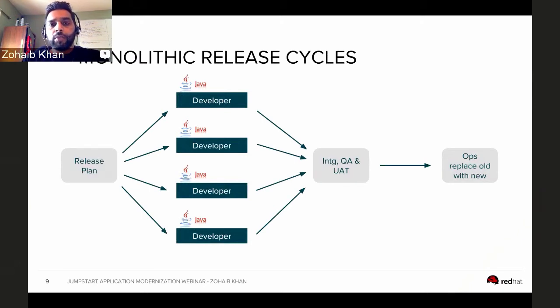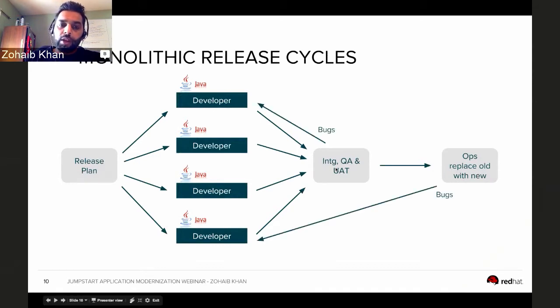But then something weird happens, which is everything has to be synchronized for integration testing, QA testing, and UAT testing, which means that there are environments that are locked down. Nobody's allowed to make a change. And things have to be synchronized and sequenced very carefully. So much so that if one database is not available, then it has the potential of holding up the entire release train. And once these activities are done, then finally the deployment can go to production.